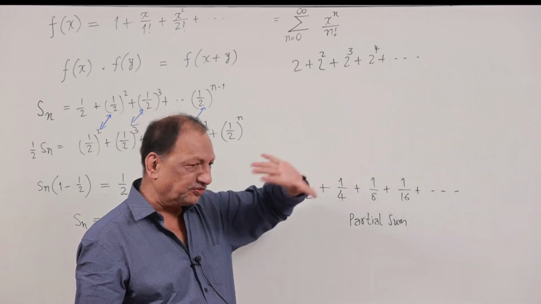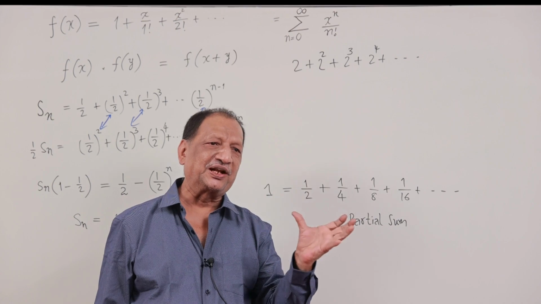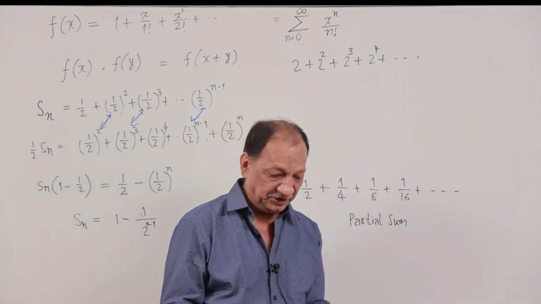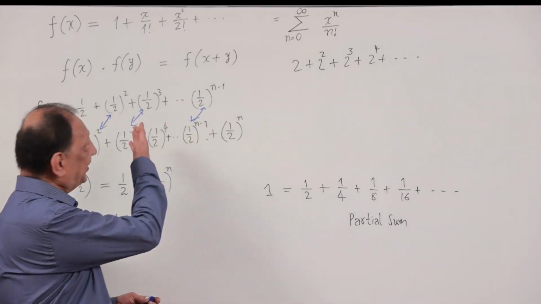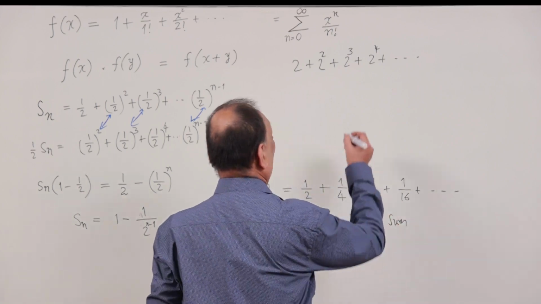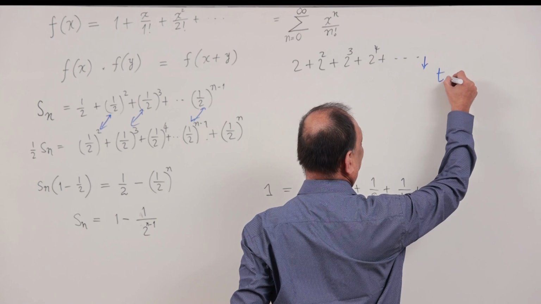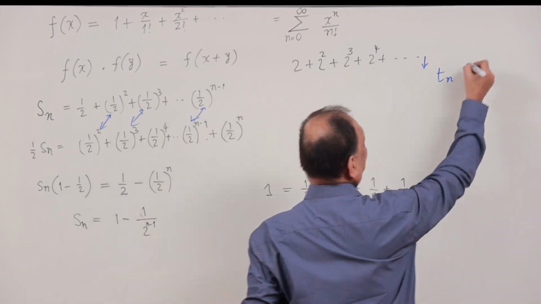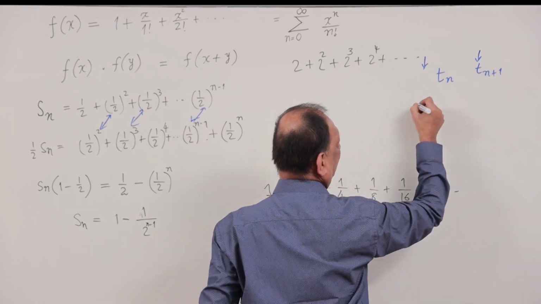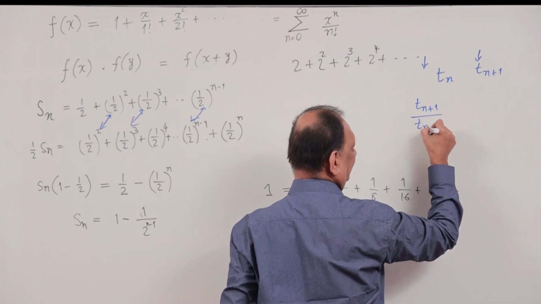So a geometric series converges on only one condition, that the successive terms keep decreasing. Successive terms have to be decreasing, which means the ratio has to be less than 1. Ratio of successive terms: if I have a term which is the nth term, we'll call it Tn, and I have a next term which is Tn plus 1, what is the value of Tn plus 1 divided by Tn is the question.